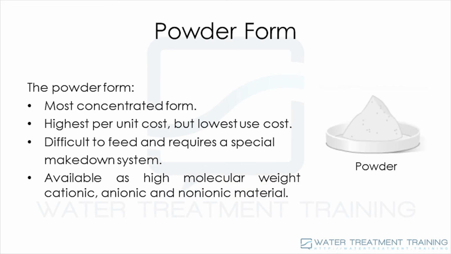Powder is the most concentrated form of flocculant. It is the most expensive on a unit price basis, but it is the least expensive to use. However, it is difficult to feed. It requires a special makedown or chemical mixing system. It is available as a high molecular weight cationic, anionic, and non-ionic polymer.